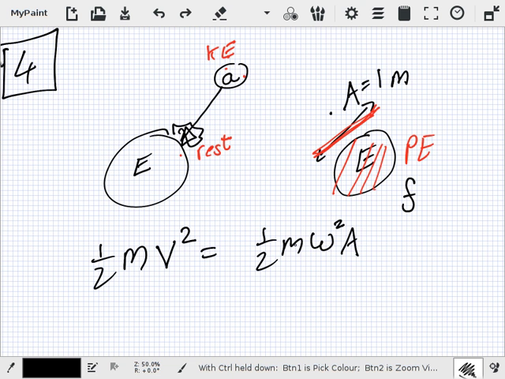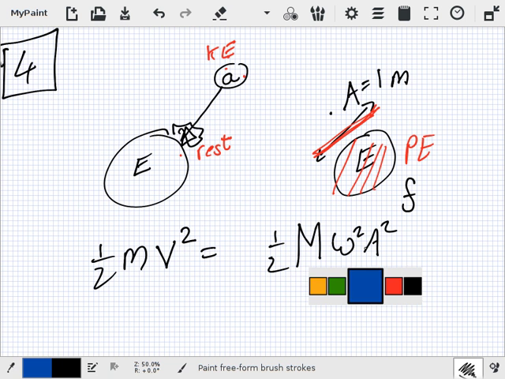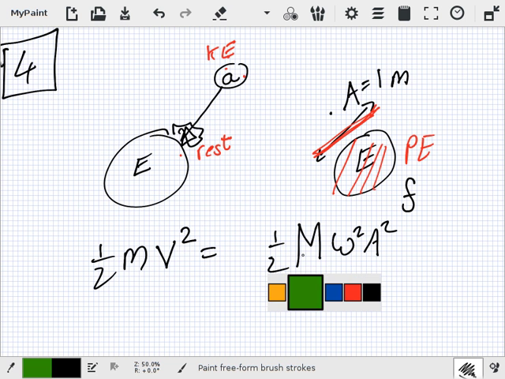Oh, and that M should be a capital M because it's the mass of the Earth. A half M omega squared a squared. Isn't that the formula? Yeah. Now, the halves cancel. We can't cancel the M's. I'll look for the omega.